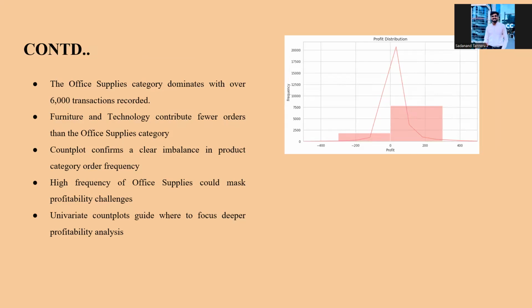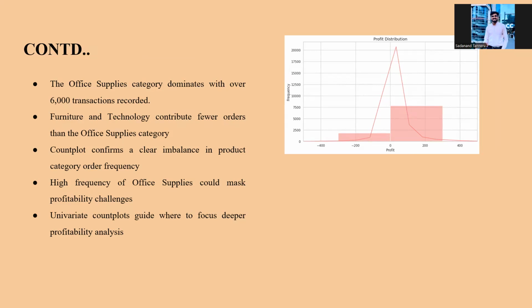So here, the office supplies category dominates with over 6,000 transactions recorded, and furniture and technology contribute fewer orders than the office supplies category. The count plot confirms a clear imbalance in product category order frequency, and the high frequency of office supplies could mask profitability challenges, and univariate plots guide where to focus deeper profitability analysis.